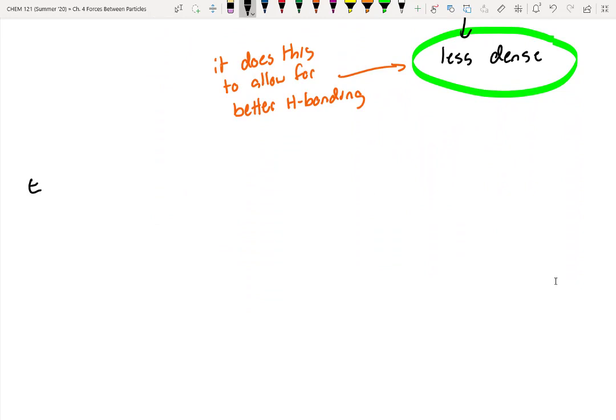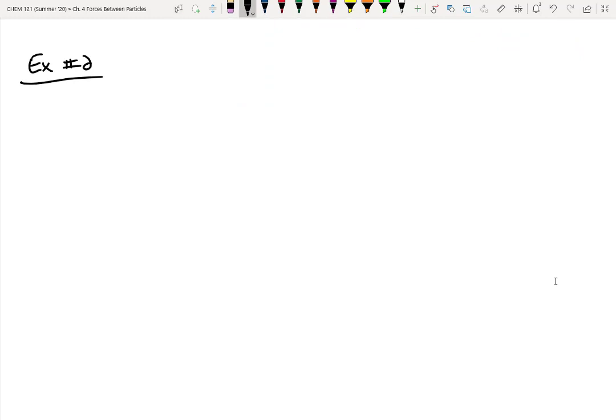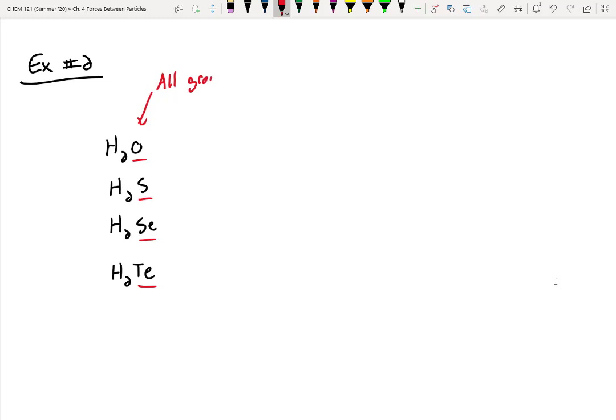Again, another weird one. So this is example number 2 of how water is weird. And what I want to do is a bunch of analogous compounds that are in the same group. So I'm going to do H2Te, so dihydrogen telluride, I guess. And then H2Se. And then H2S. And then we'll do H2O on top. But you see how all of these are in group 6A on the periodic table.